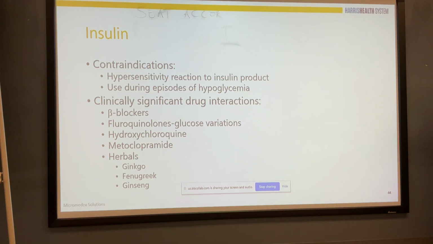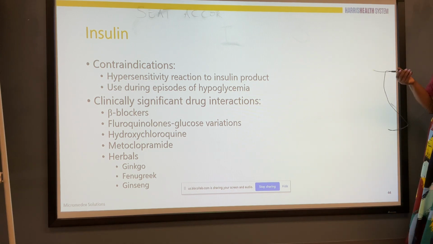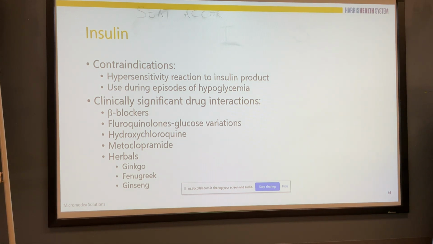So, contraindications are allergies to any insulin product. In clinical practice, I've noticed that patients who have latex allergies don't really do well with Humalog KwikPen products because those pens are made with latex. That's the only hypersensitivity one that I've seen, but it is possible that people could be allergic to injection.